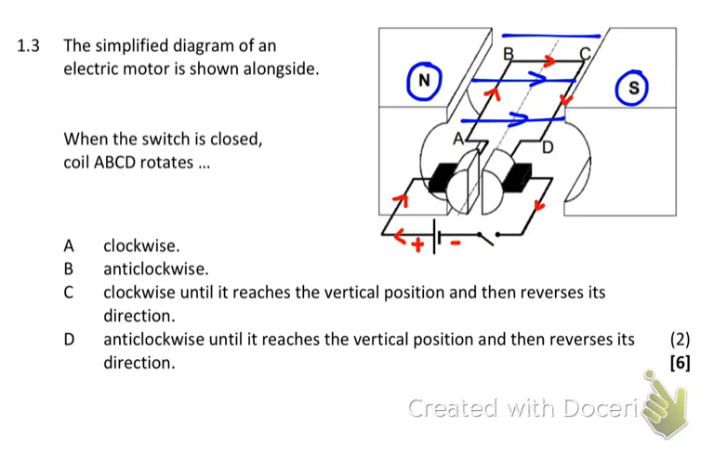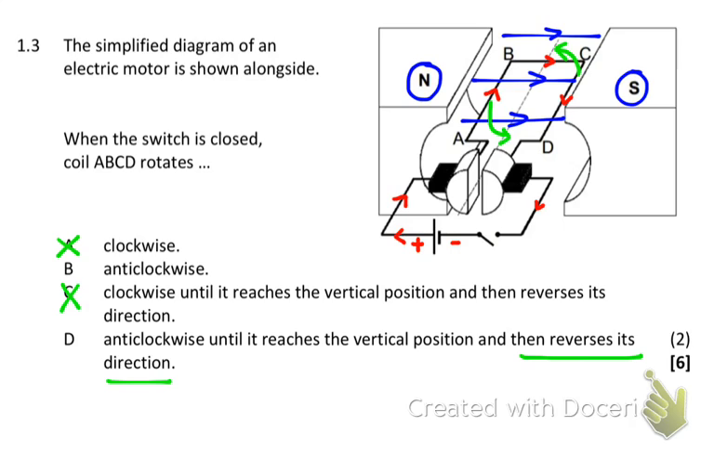And so if we use Fleming's left-hand motor rule, apply it to AB, forefinger from north to south, current from A to B, you can see that little yellow arrow, that AB will experience a downwards force. If we apply the motor rule to CD, we'll see that CD experiences an upward force, and so the spindle will spin in an anti-clockwise direction. So that means A and C we can cross off. So B gives us anti-clockwise, and D gives anti-clockwise until it reaches vertical position and then reverses its direction.